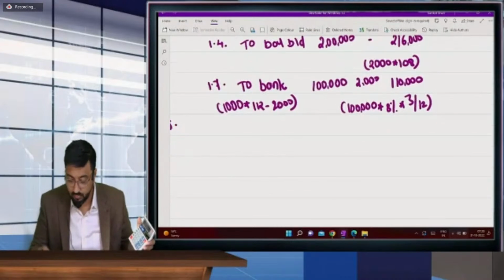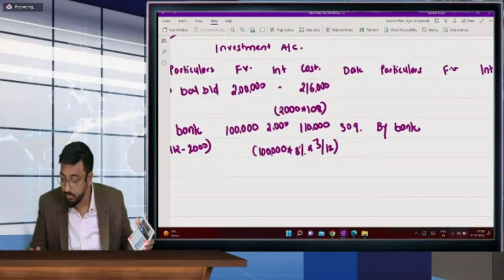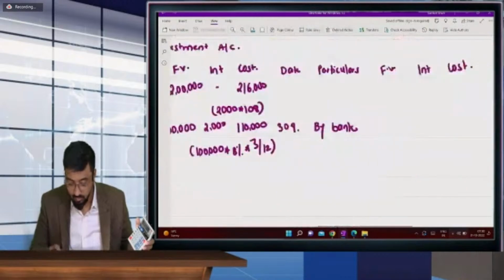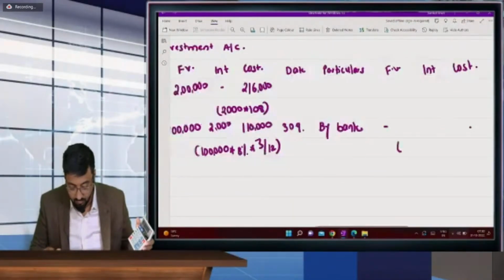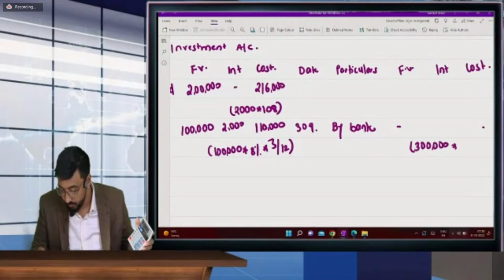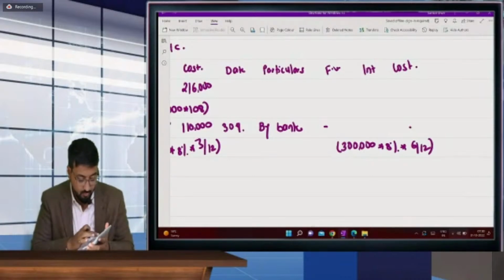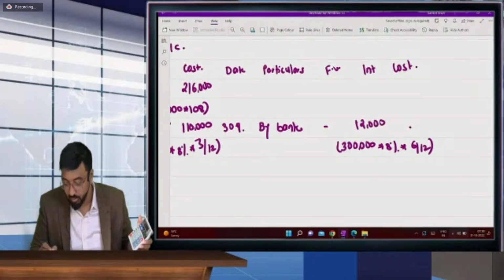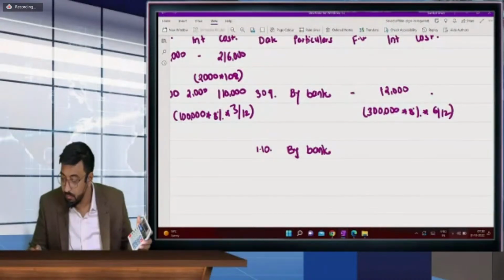1st July. By bank. On 30th September. 3 lakhs into 8% into 6 by 12, 12,000. Then 1st October. By bank.